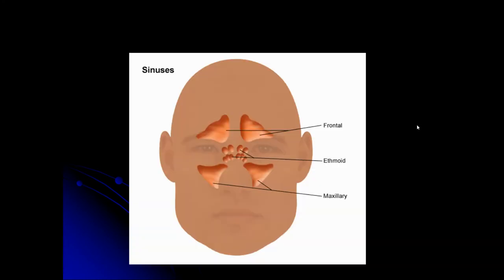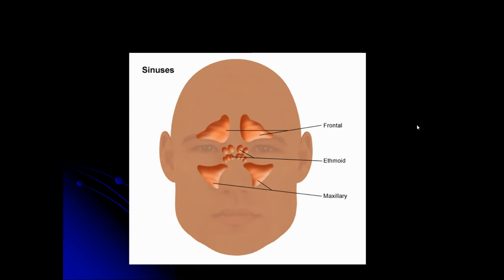These are not bones, but in bones we have hollow spaces that are filled with air. They're called sinuses. They're called paranasal sinuses because they're attached to the nasal cavity. And what they do is they allow air to flow in and out of these spaces. We have them for two reasons. One is to lighten the skull, to make it lighter. The other one has to do with sound.